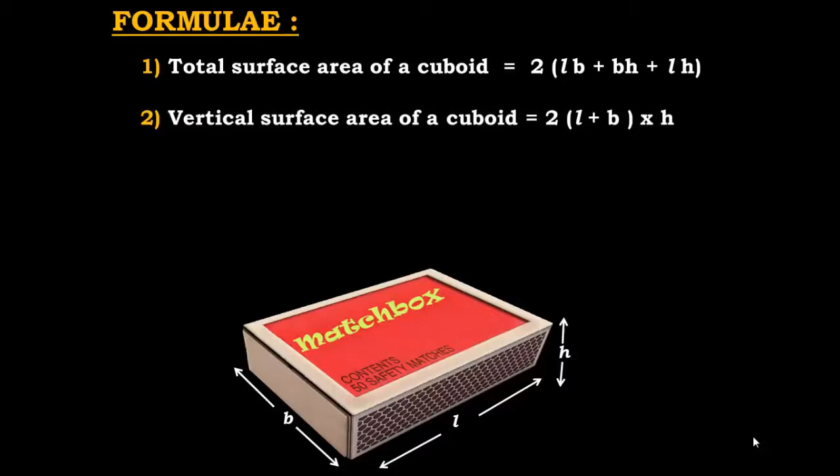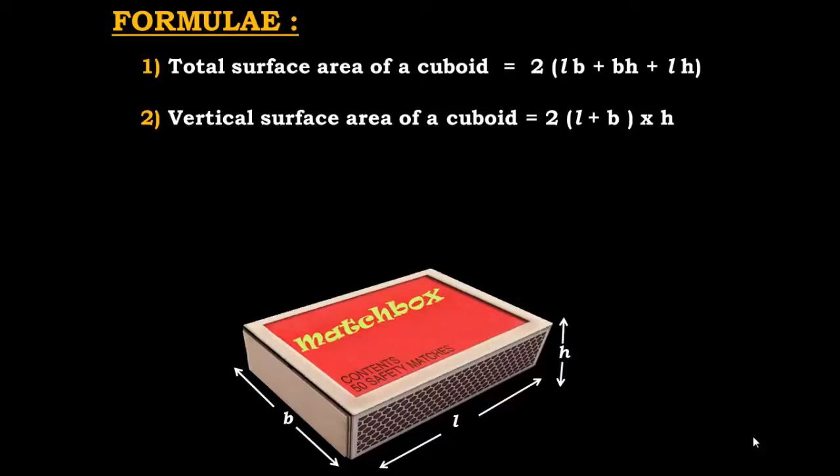Next, vertical surface area of cuboid. Remember, student, a cuboid has total 6 surfaces. Out of this, 4 surfaces are vertical. So you have to calculate vertical surface area, that means the surface area of only 4 surfaces, that is side, back and front. So vertical surface area of cuboid is equal to 2 into bracket L plus B into H.